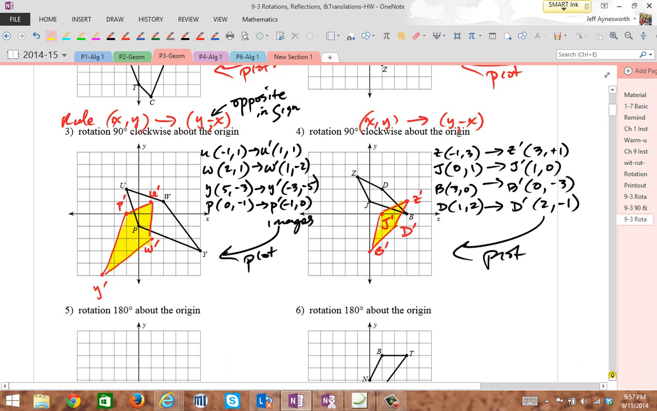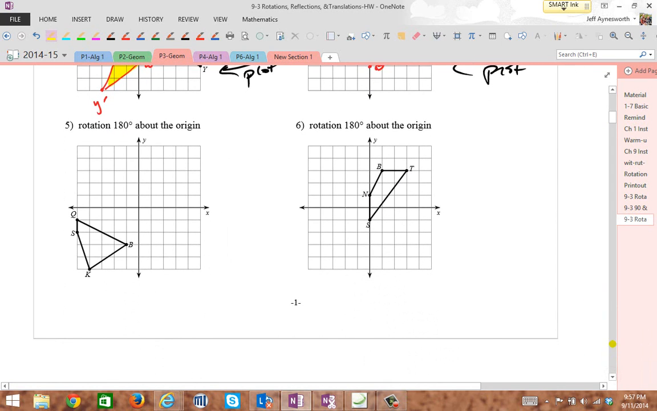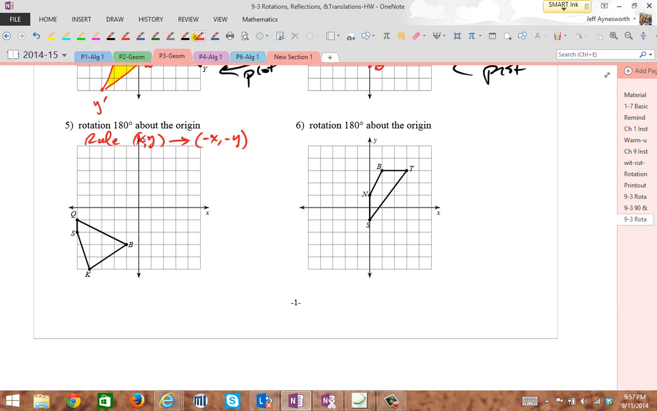All right, so let's take a look at some 180 degree rotation. So this one here, this rule, you take every point x, y, and you rotate it, and you simply take the opposite sign. Just take the opposite of both coordinates. That's a 180 degree rotation. If you look in my lesson, that's all we did, okay?